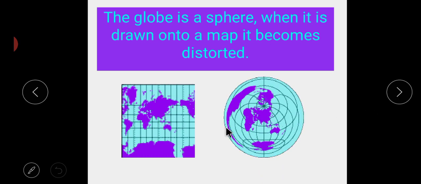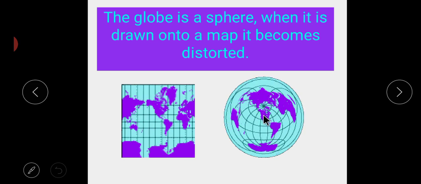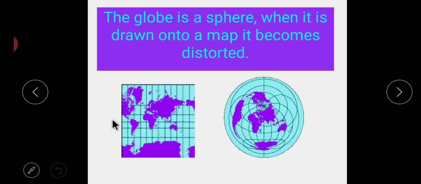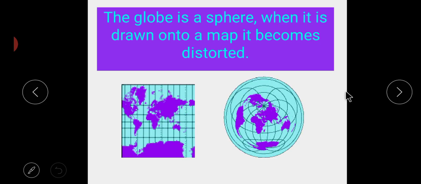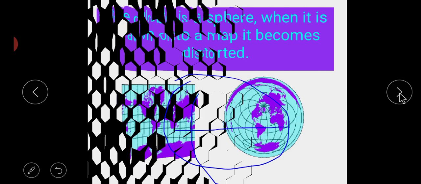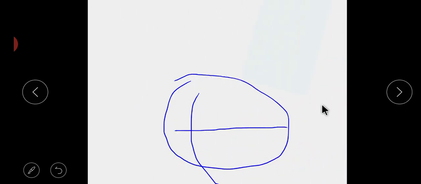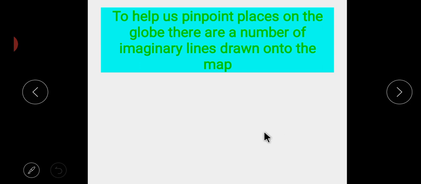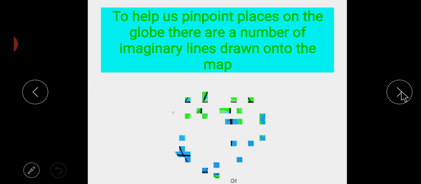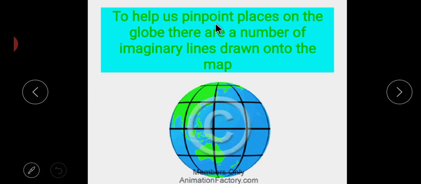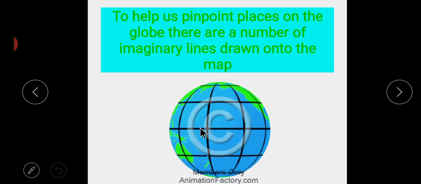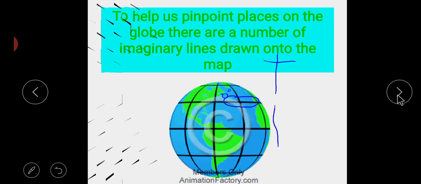And you can see these lines. These are the imaginary lines which are drawn on the globe for our convenience, for us to find out the location of any place, which are very helpful to us. Okay. I am giving you some important points in this chapter which are very helpful for you. Now you can see, to help us pinpoint places on the globe, there are a number of imaginary lines drawn onto the map. When we are drawing a map or when we see the globe, there are imaginary lines. These are the imaginary lines you are seeing, which are in black color.